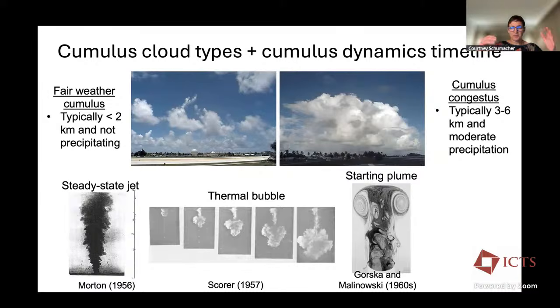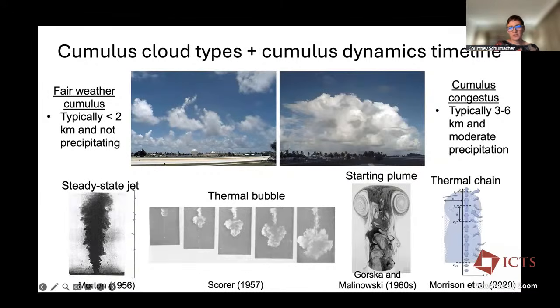You can think of this as an updraft with entrainment at the side of the cloud and at the top. And then most recently, Hugh Morrison and colleagues have been talking about something in between a thermal bubble and a starting plume, where you have thermal chains, basically a series of starting plumes. There's a really rich literature out there about why these clouds grow the way they do from a dynamic standpoint. But when in doubt, go look at the cloud and try to measure it.